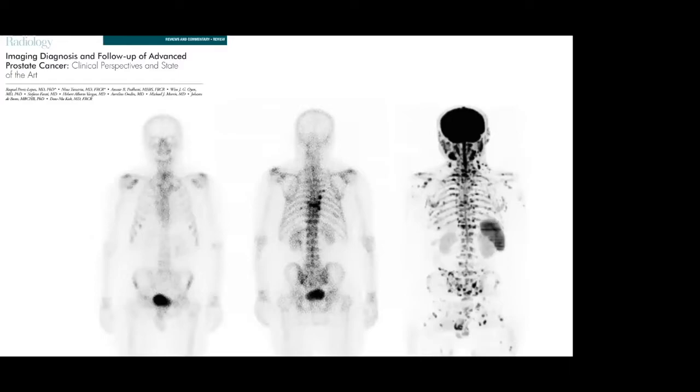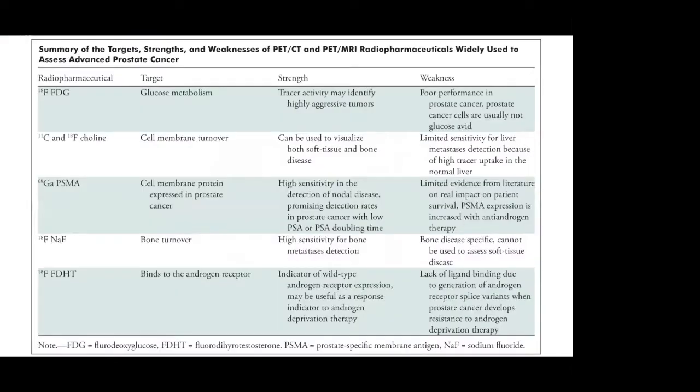A JCO study, even from 2007, showed that whole body MRI is much more sensitive than bone scans to detect disease. And it's not only whole body MRI. In this field, a lot of radiopharmaceuticals have been produced, which are really helpful in assessing disease. Choline, for instance, targets cell membrane turnover and can visualize both soft tissue and bone disease, although it has limited sensitivity for liver mets.